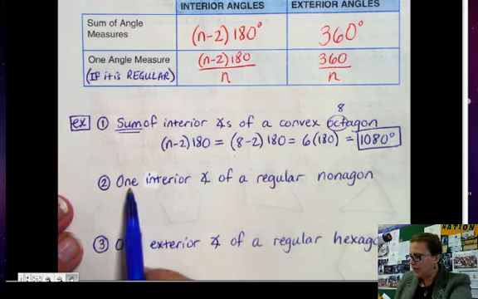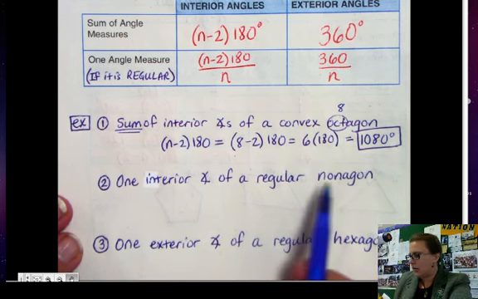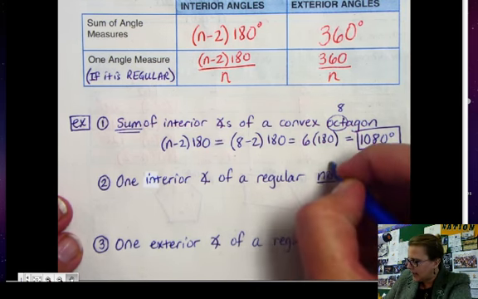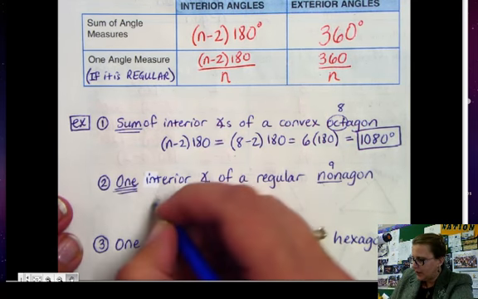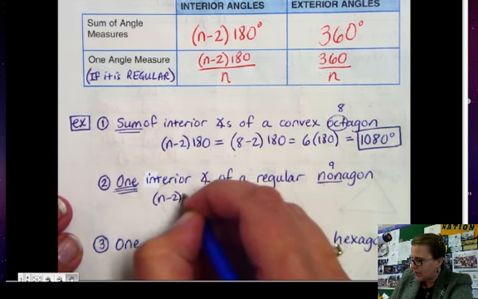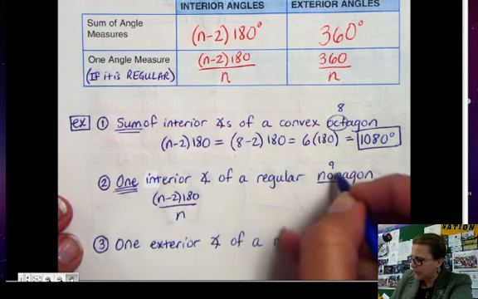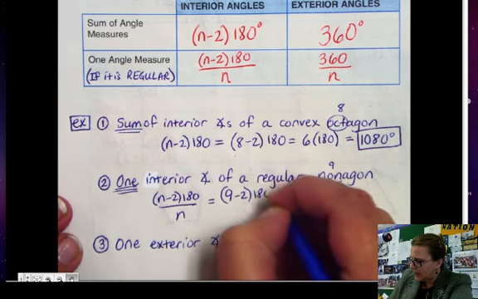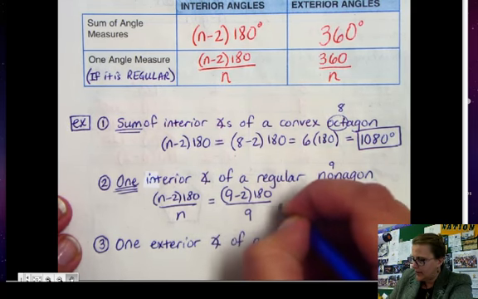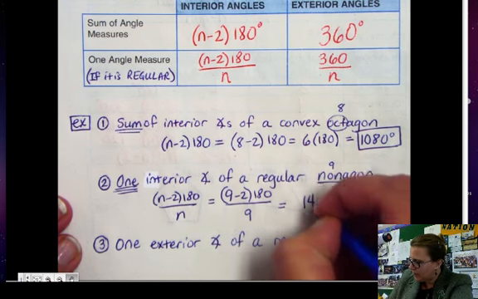Now we're finding one interior angle of a regular nonagon. Non means 9. This time we're only finding 1. So n minus 2 times 180 divided by n is our formula. We're going to plug in 9. So 9 minus 2 times 180, and then divide it all by 9. And that is going to get you 140 degrees.